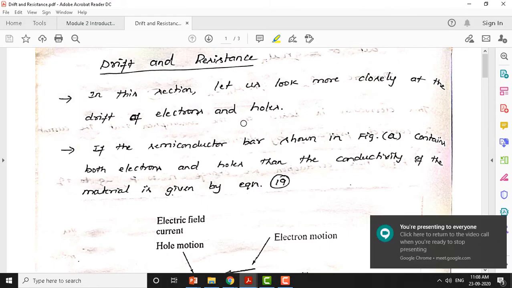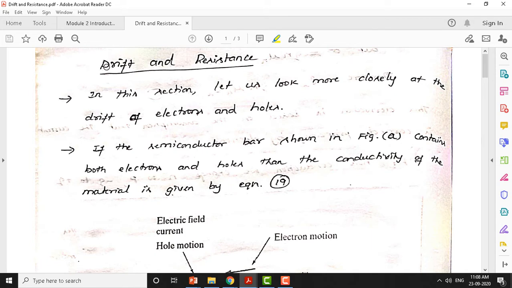Okay, so I welcome all of you once again. So today's topic of discussion is drift and resistance. These topics are very important. So this is the last topic of module one.